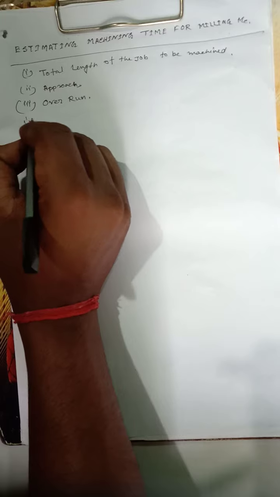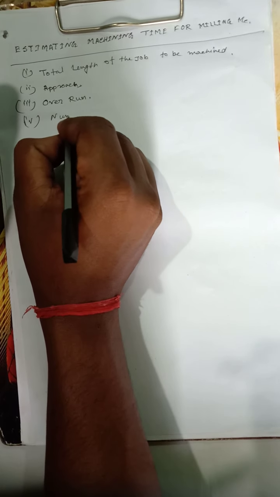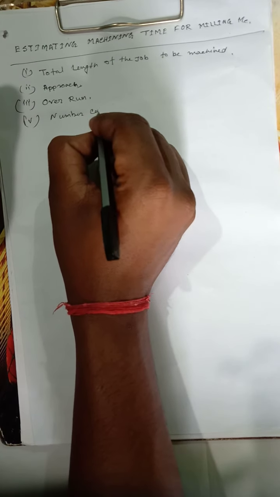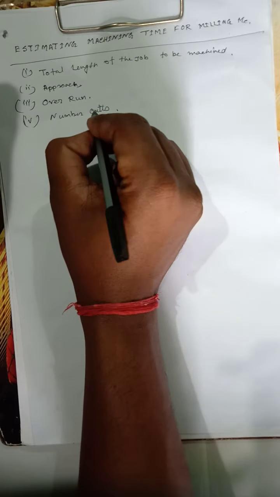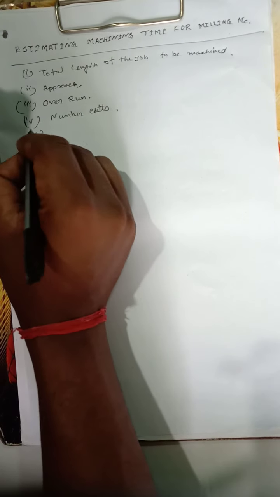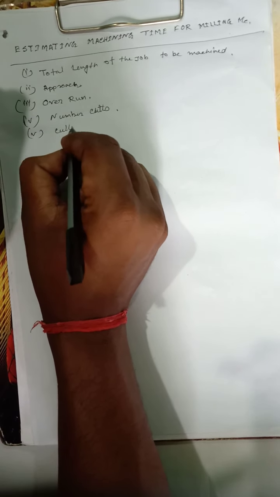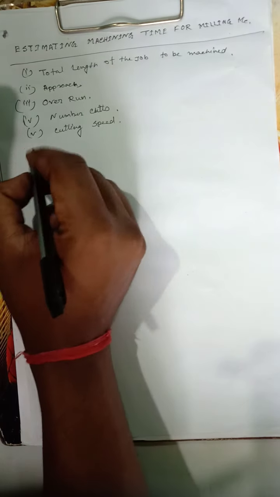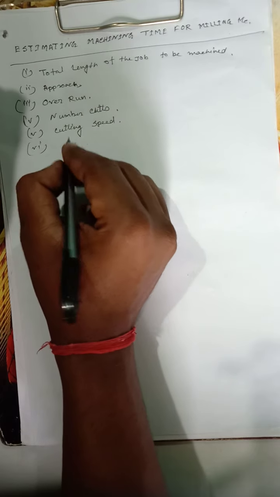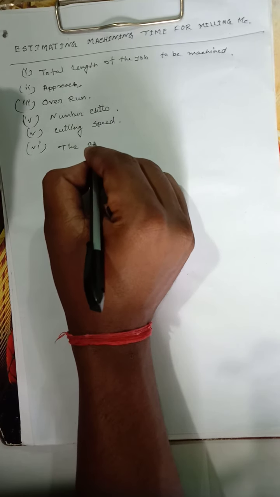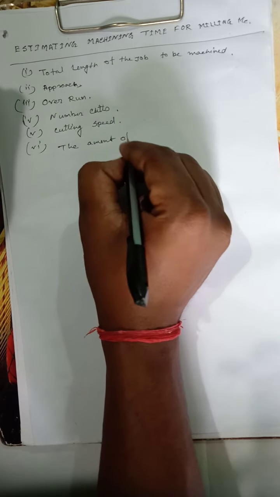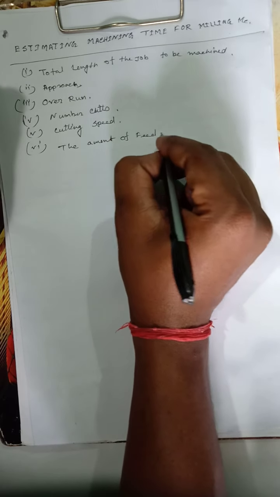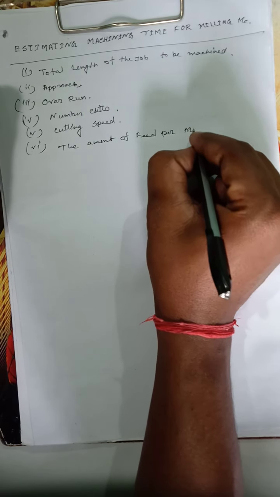Number 4, number of cuts. Number 5, cutting speed. Number 6, the amount of feed per minute.